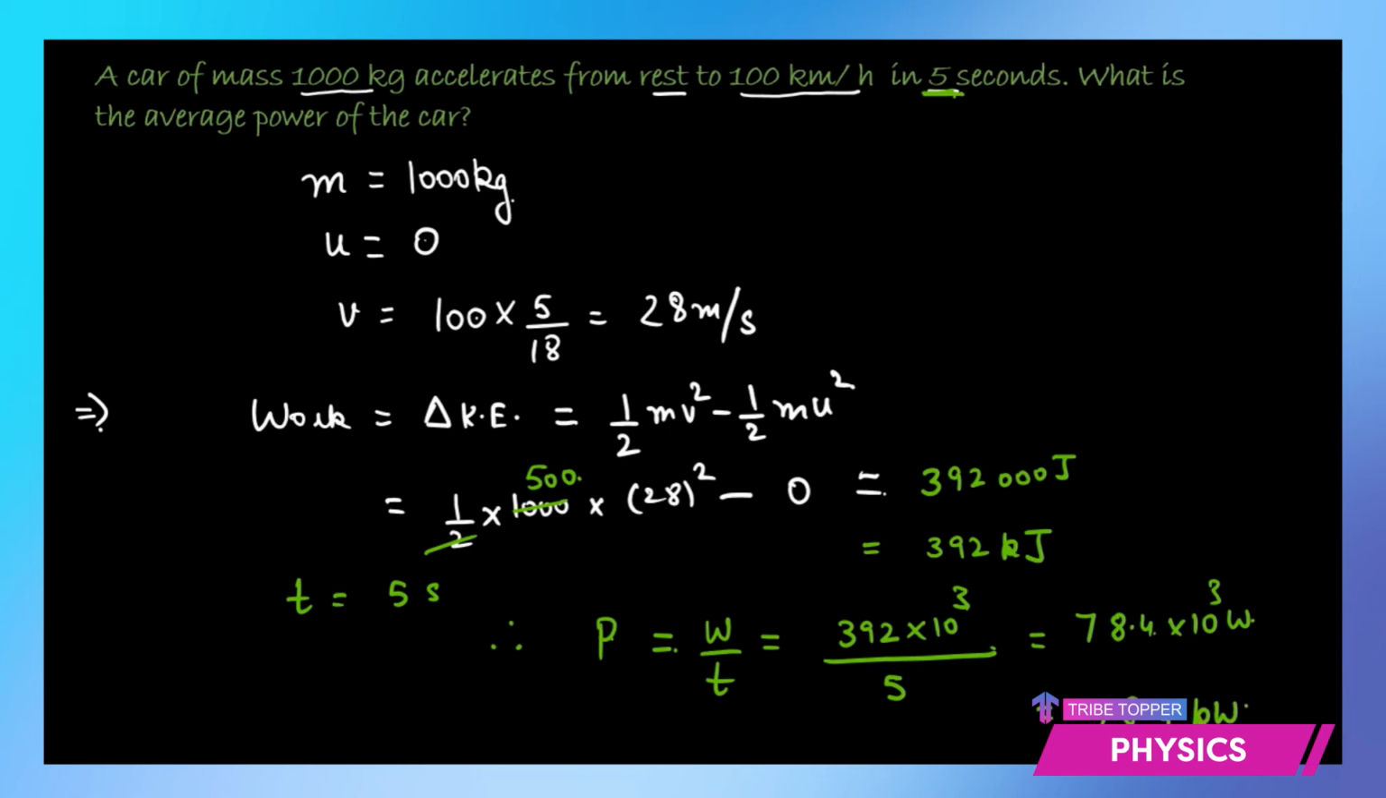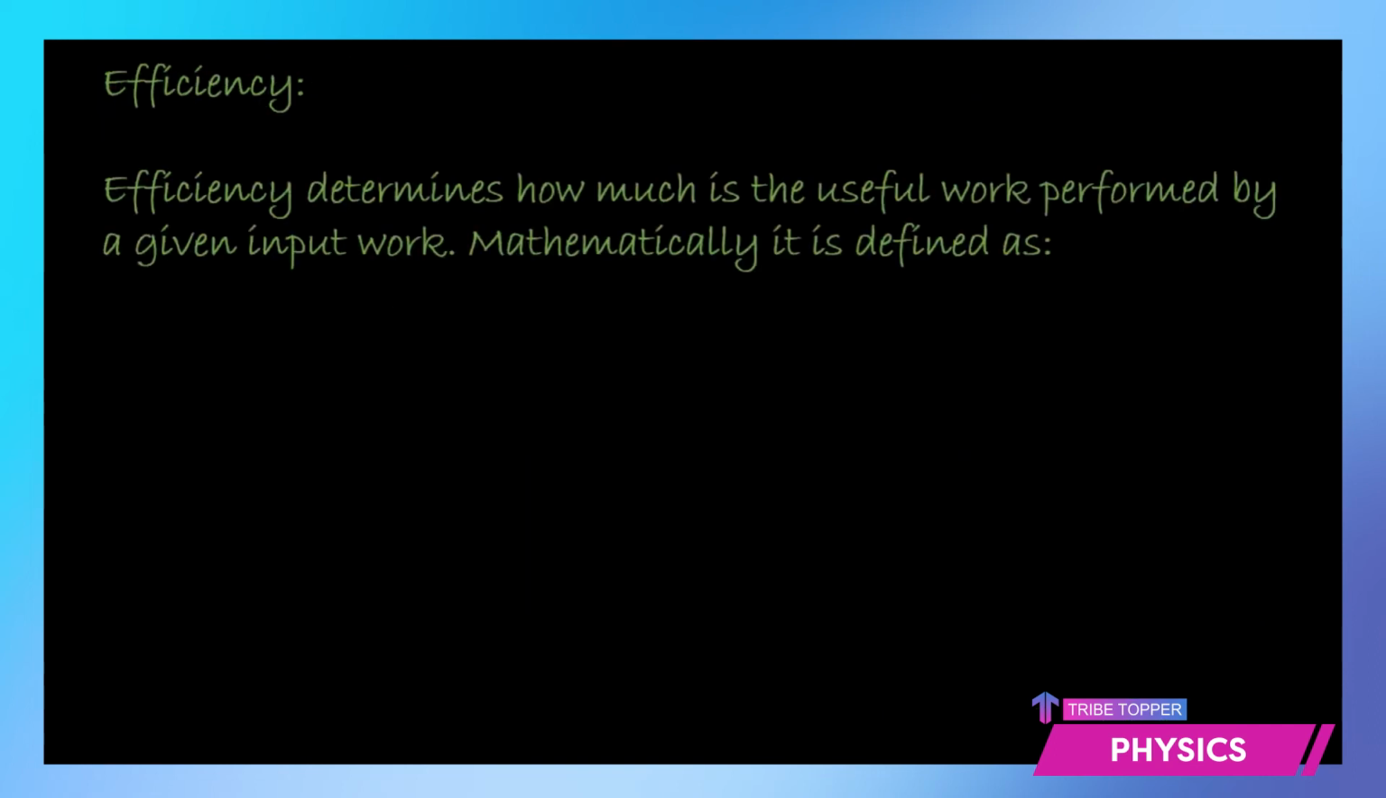So this is how you can determine the power from the work done, if you know the work and time. Okay, next thing that we have is efficiency. Whenever we are talking of a motor or a machine, what matters to us the most is its efficiency. Efficiency basically determines how much useful work is performed by a given input work. So whatever input we give, how much output do we receive corresponding to that?